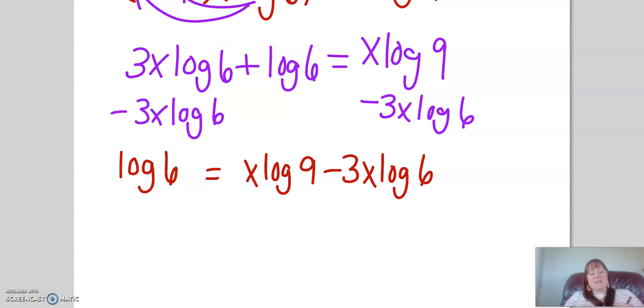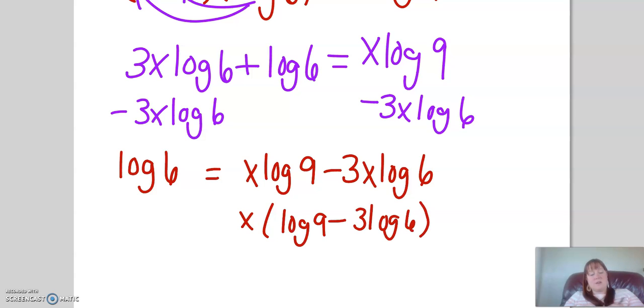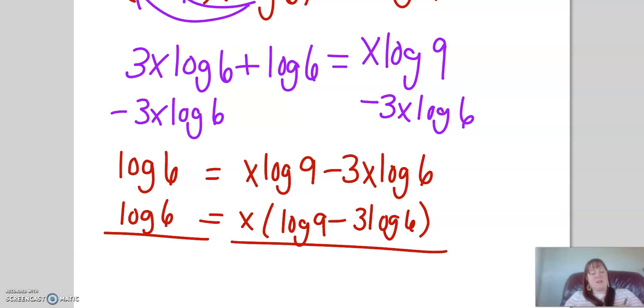And now I need to get the x outside, so I take the x out, and I've got log 9 minus 3 log 6 on this side, and I still have my log 6 on this side. And then I'm going to divide both sides by log 9 minus 3 log 6.